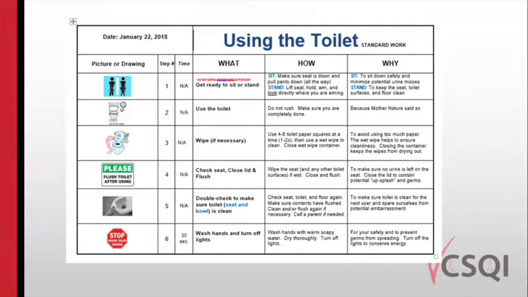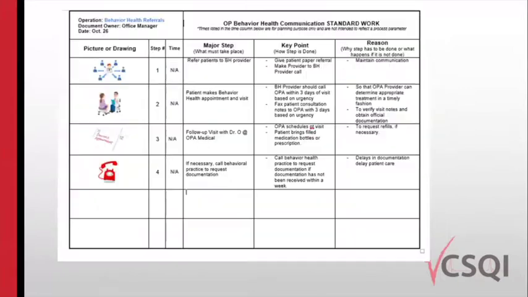The next example that I'm going to share was from a primary care practice that we work with in Maryland.